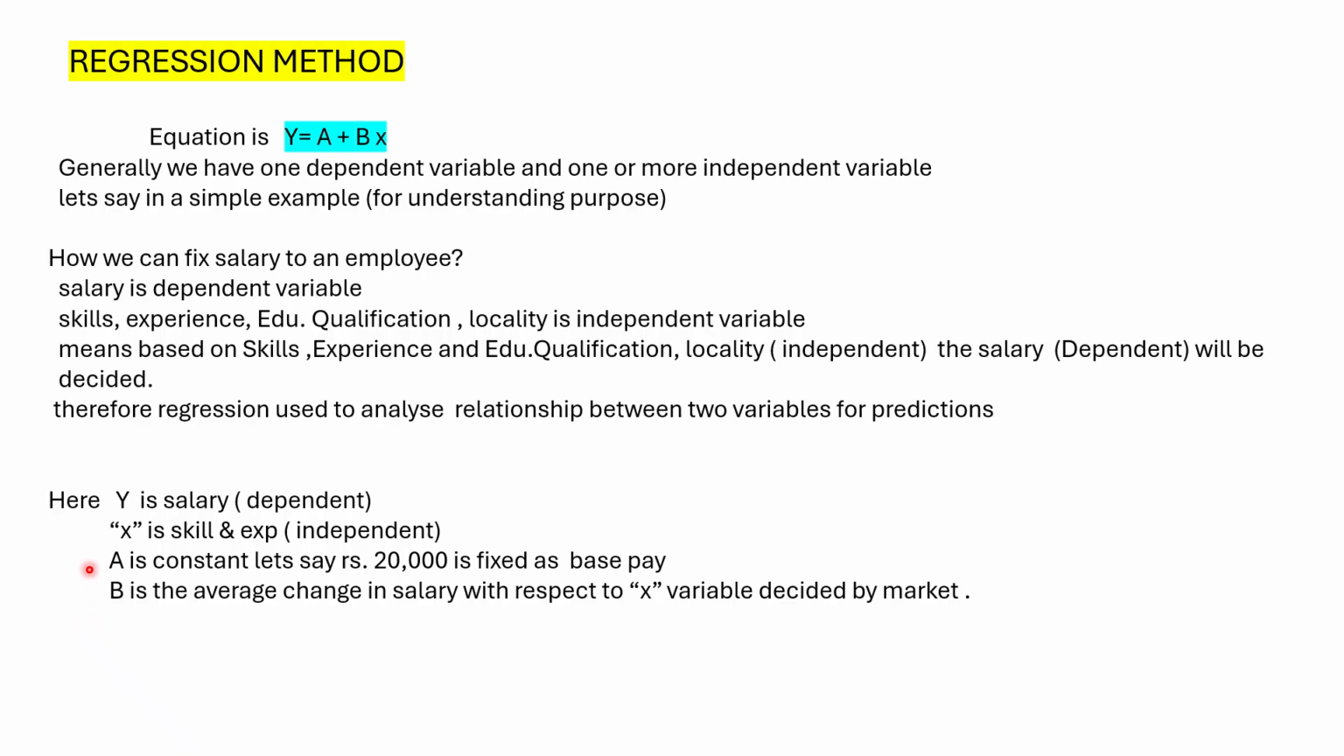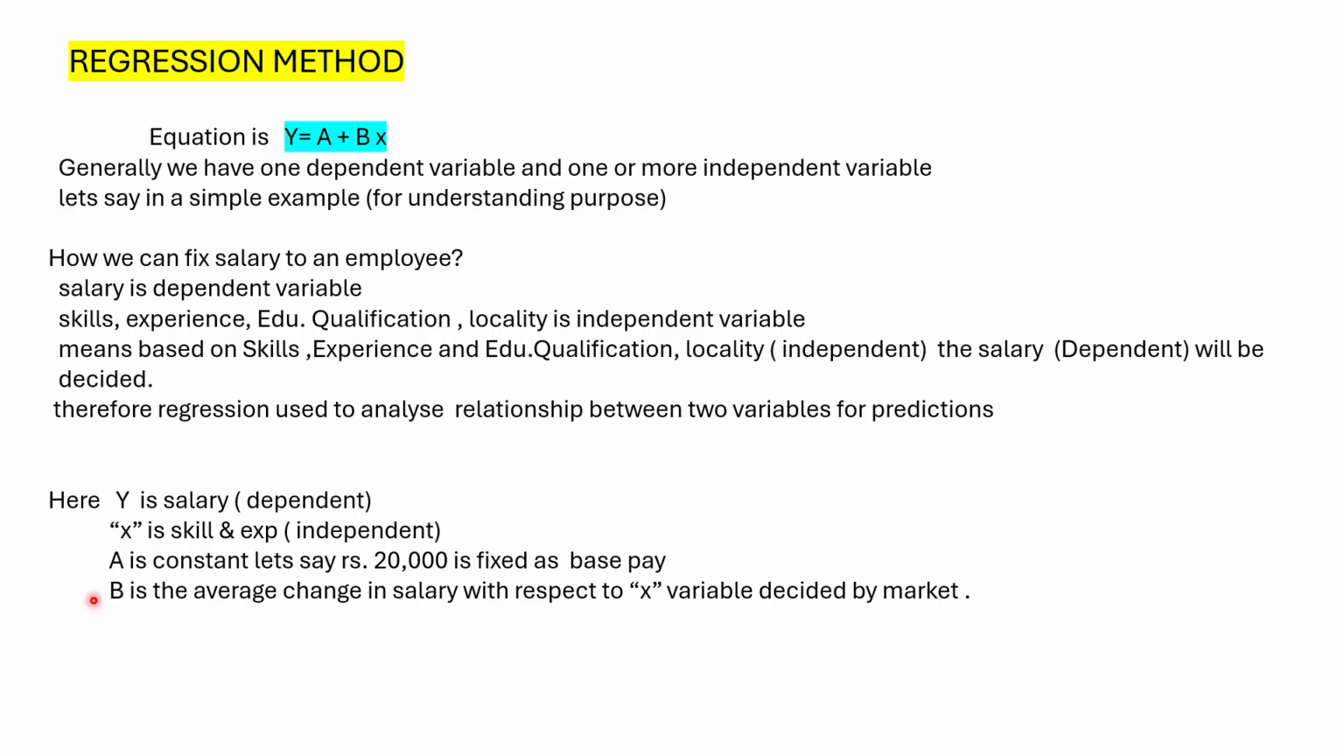a is a constant. Let's say rupees 20,000 is fixed as basic pay, which means if you have a degree, as per the market conditions, you can easily earn rupees 20,000 as basic pay. I'm just taking it as an example. So 20,000 will be constant. Wherever you get hired, 20,000 will be your fixed basic pay. So if you have a constant figure, then you take it as a.